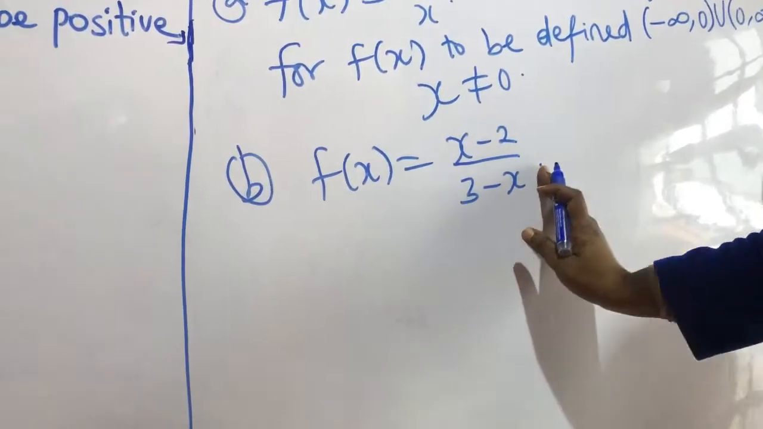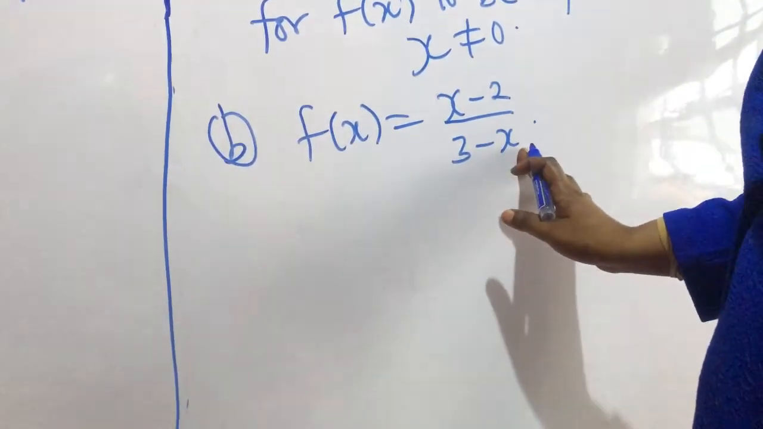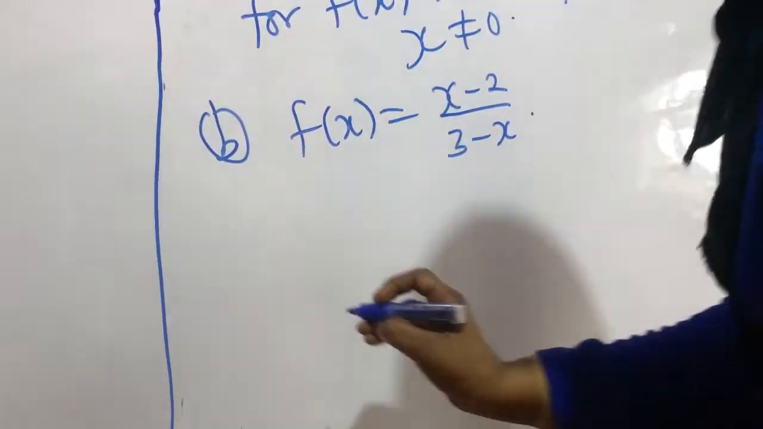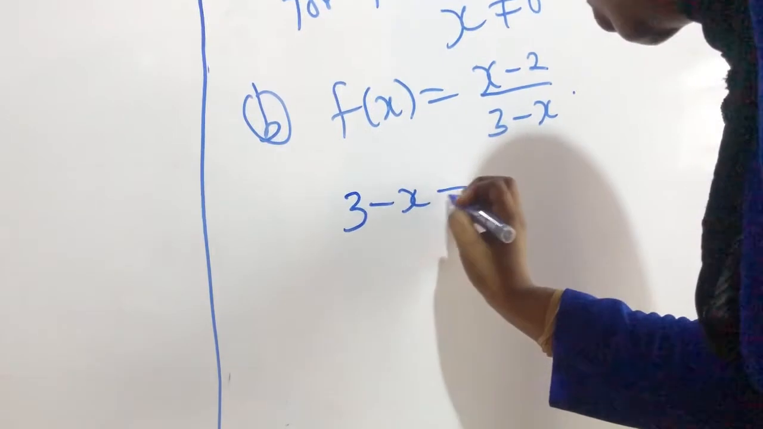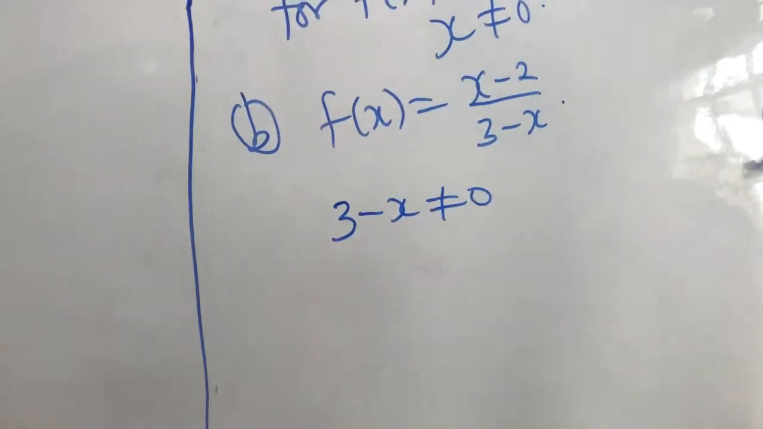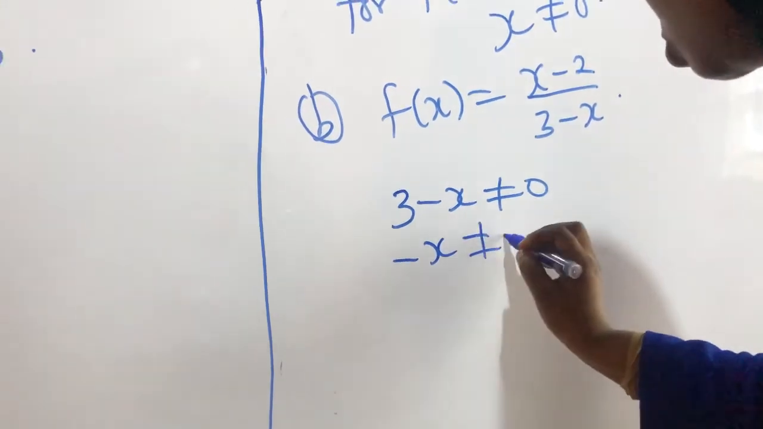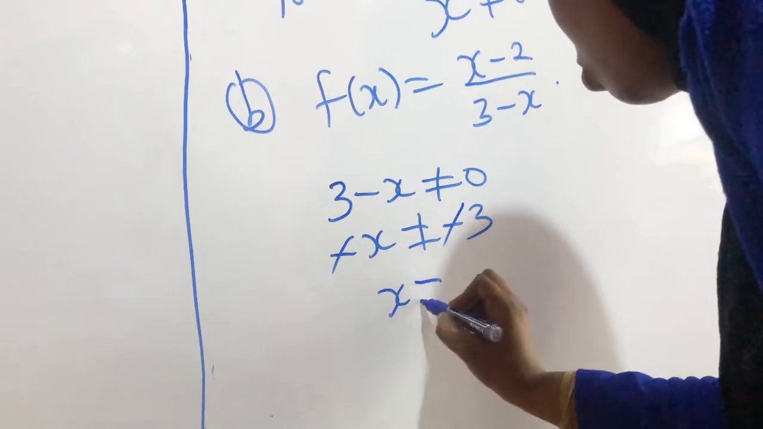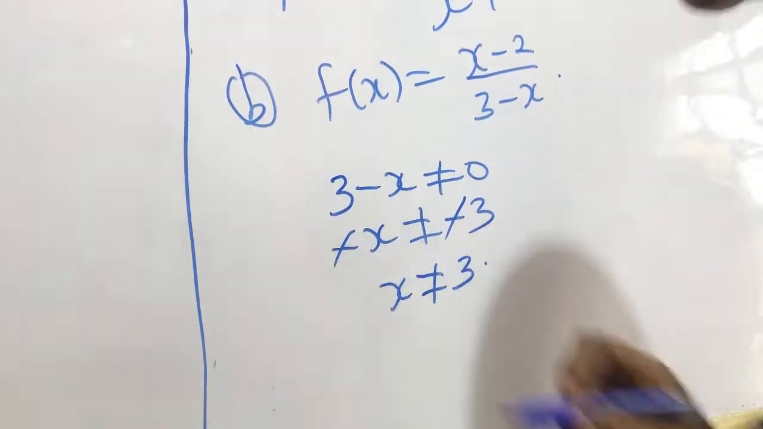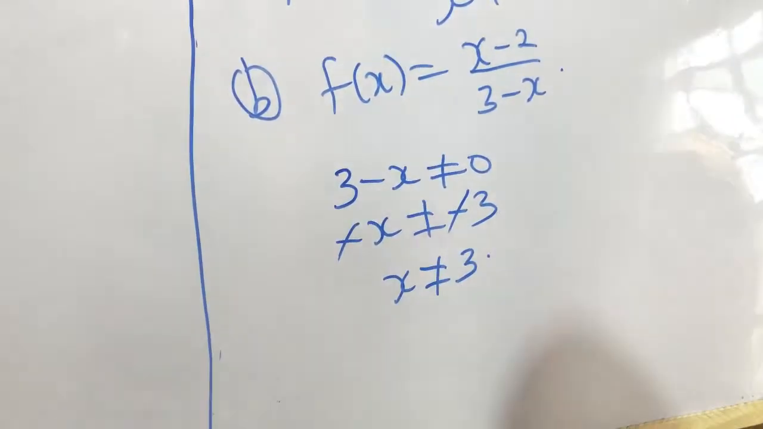Now for this one, we have x minus 2 divided by 3 minus x. So for f of x to be defined, this 3 minus x must not be equal to 0. So minus x must not be equal to minus 3. So negative cancels negative, so x must not be equal to 3. So we have to avoid where x will be equal to 3.